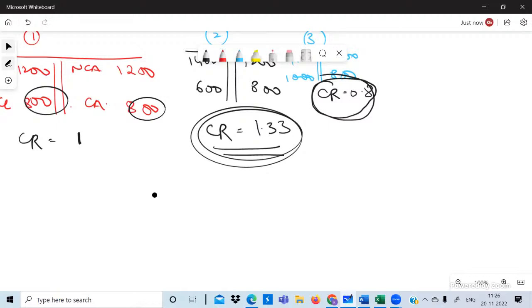Now, this came into existence because of the Tandon Committee. So there was a committee which was set up around 40 years back, the Tandon Committee. And this committee said there are basically 3 norms. That's norm 1, norm 2, norm 3. Norm 2 became the most famous, which said that your current ratio should be 1.33.